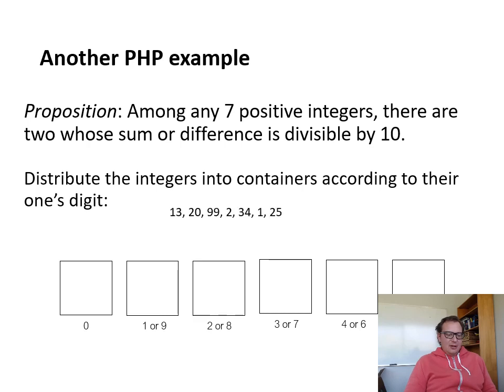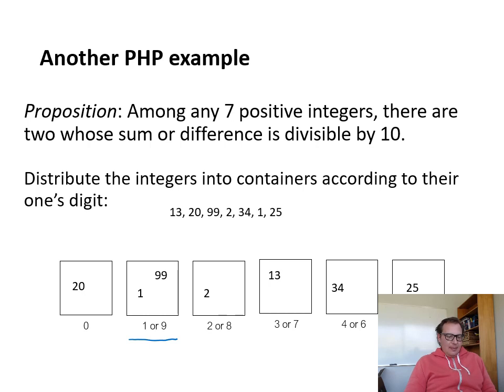And as an example, let's distribute these 7 integers. So 13 is going to go into the 4th container, 20 into the 1st, and so on. And in the end, we're going to have at least 1 container, this one, where we have 2 numbers, and their sum is obviously divisible by 10. Okay, so this is our strategy. What is the intuition behind it?